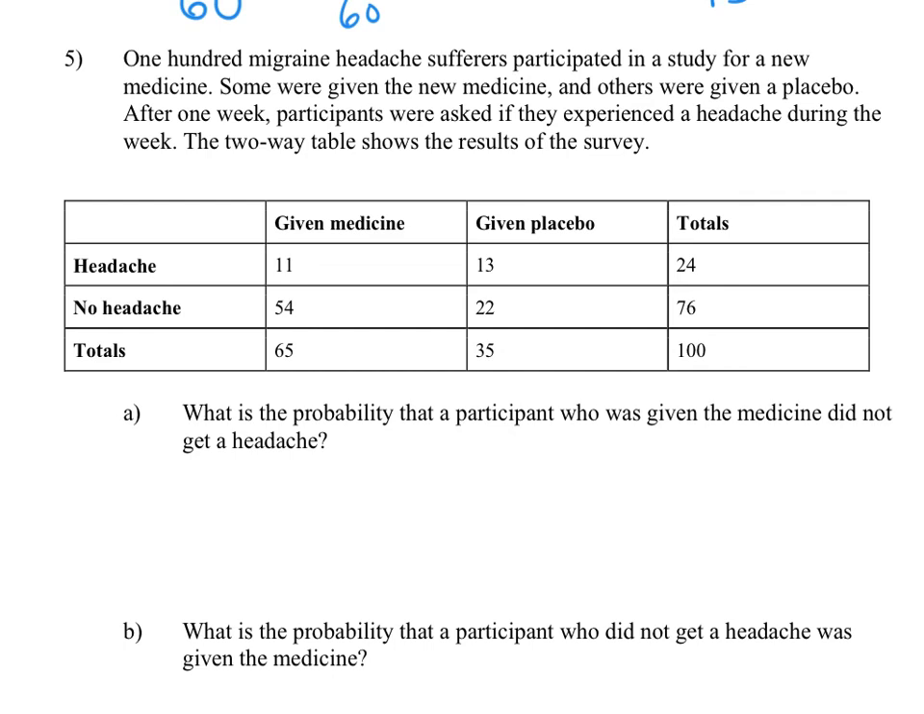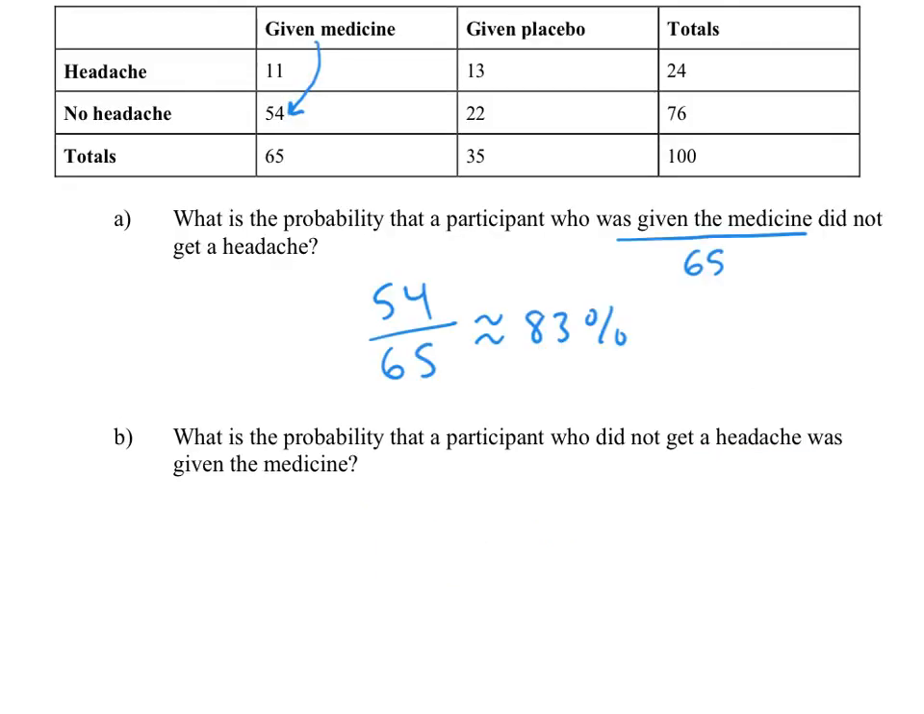So we're looking at those who are given the medicine only. The number who were given medicine is a total of 65 people. So out of those 65, how many did not get a headache? That would be 54 who did not get a headache. So 54 out of 65 is the probability. And we could plug that into a calculator. That's approximately 83%.